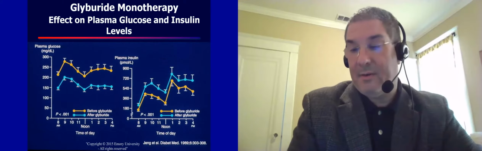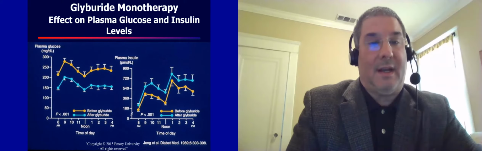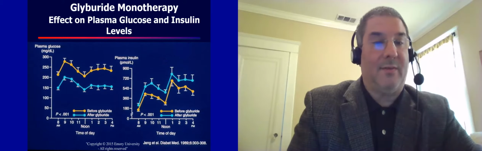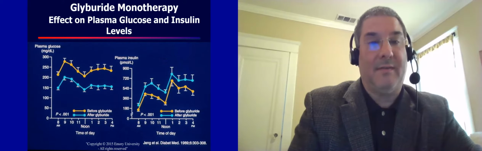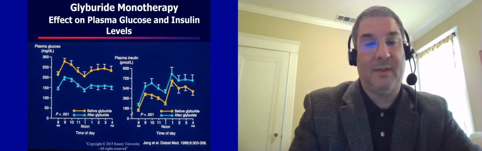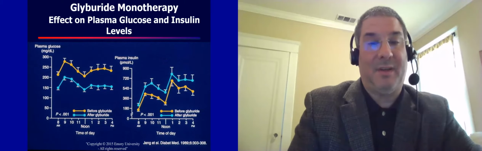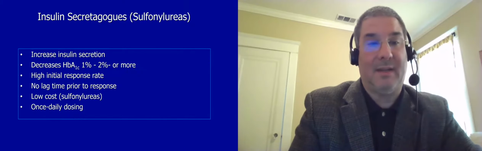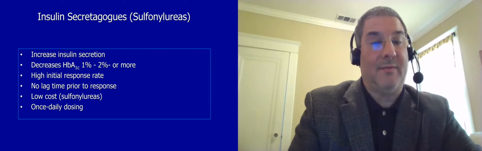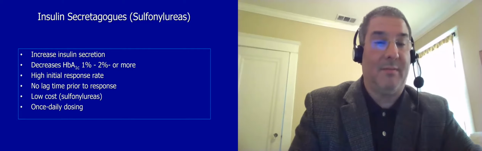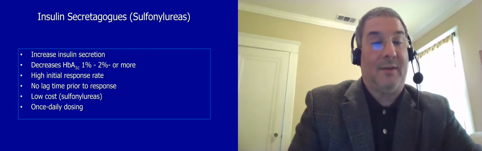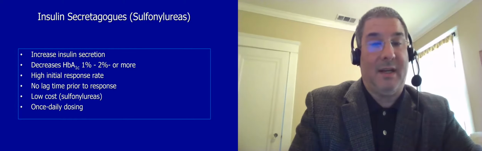We'll move on to the sulfonylureas. The sulfonylureas are older agents. We know on the left side here that when you give a sulfonylurea agent to a patient, it lowers the blood sugar, and on the right, it does it by increasing insulin release. This is glucose-independent insulin release, and we're going to come back to that. That's a key point. It increases insulin secretion from the beta cell. It'll drop your A1C 1%, 2% or more. There's a good response rate. It's relatively immediate. It's low cost or cheap. It's potentially once daily dosing. For that reason, they're still used frequently.